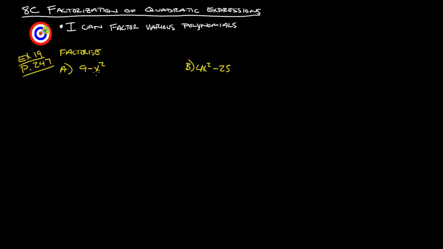Now, the nice thing about this is that 9 is a perfect square, and x squared is a perfect square. And there's this nice little formula that if you have a difference of two squares, it's going to be a plus b times a minus b. So to factor this the nice easy way, since they're both perfect squares, take the square root of 9, and you get 3. So 3 times 3 will give us 9, and then the square root of x squared is x. There's our x and our x.